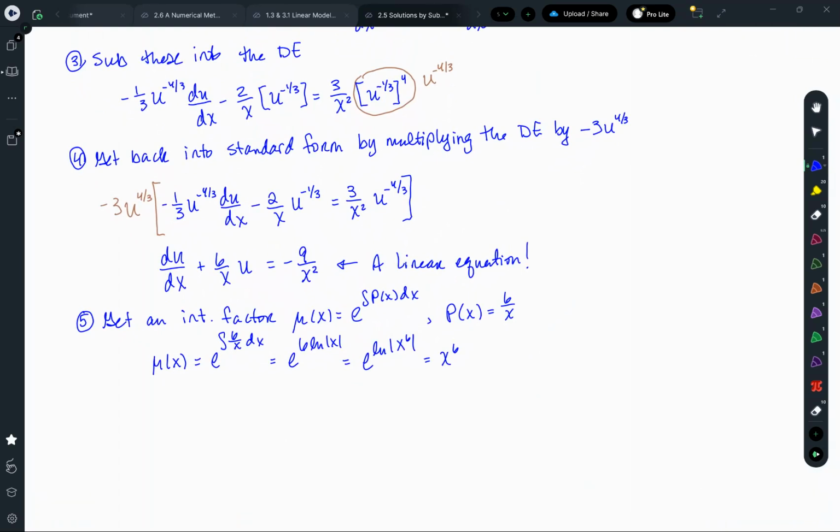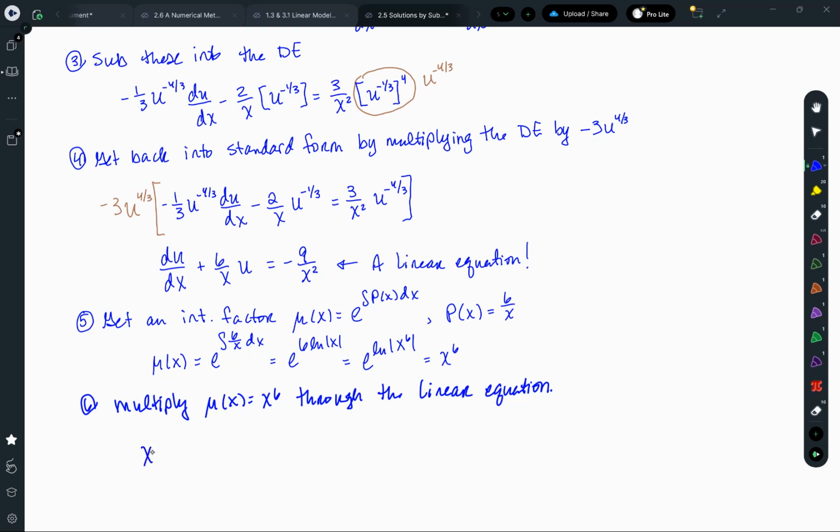So the next step is to multiply the integrating factor through the linear equation. So we're going to multiply mu of x equals x to the 6th through the linear equation.